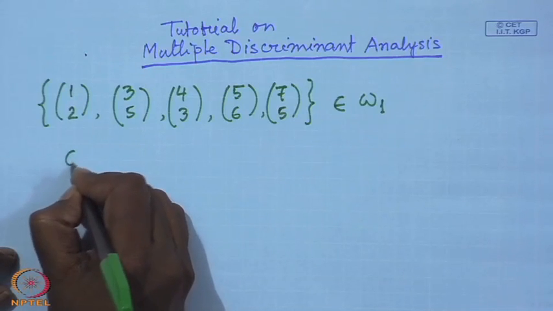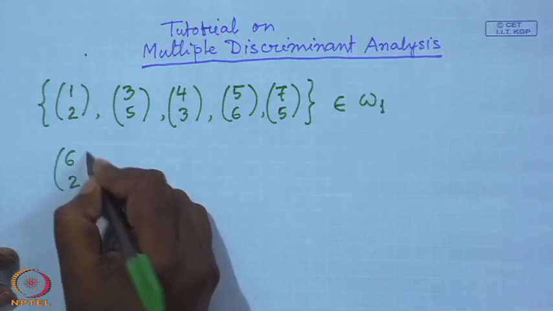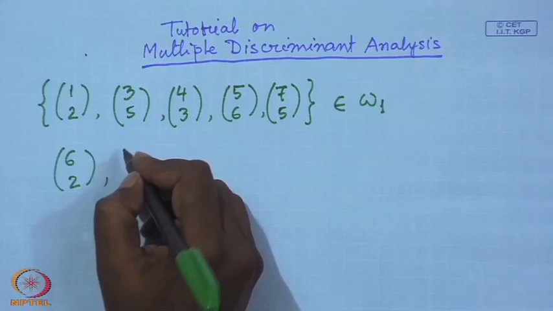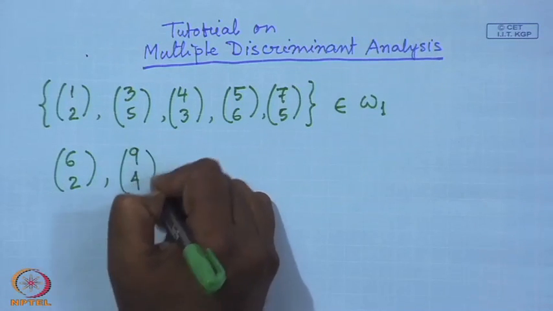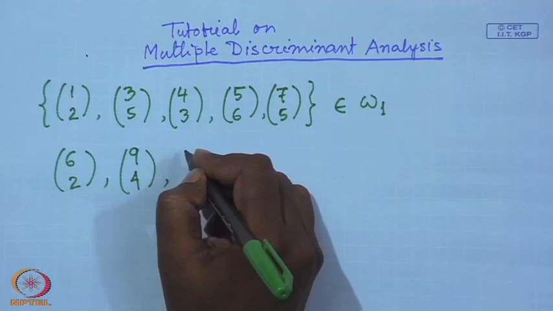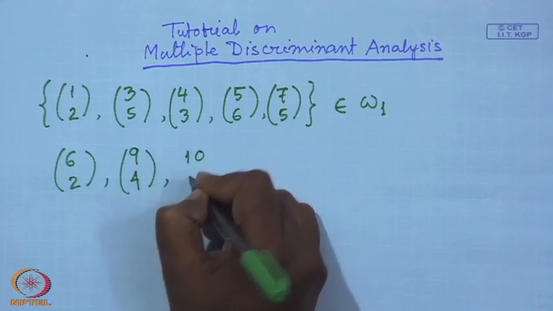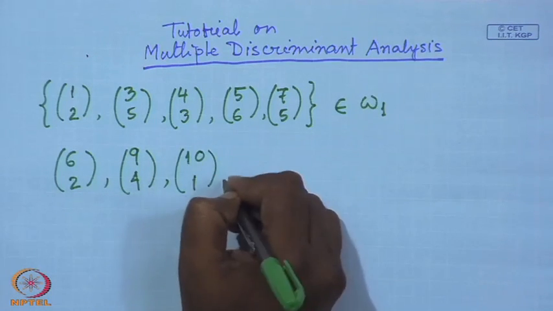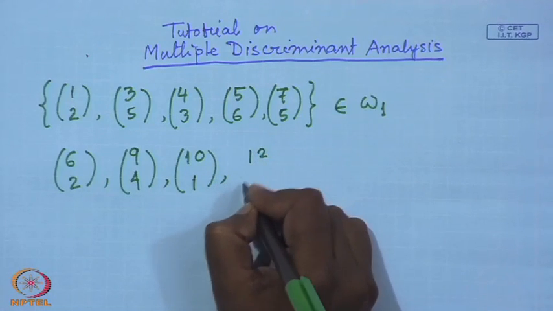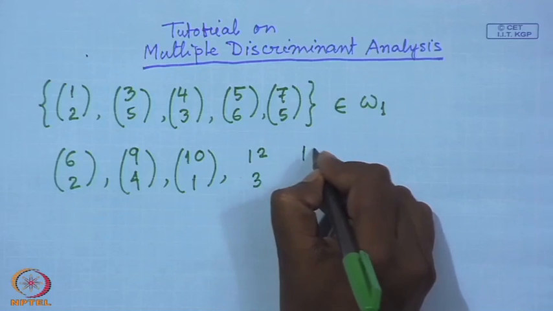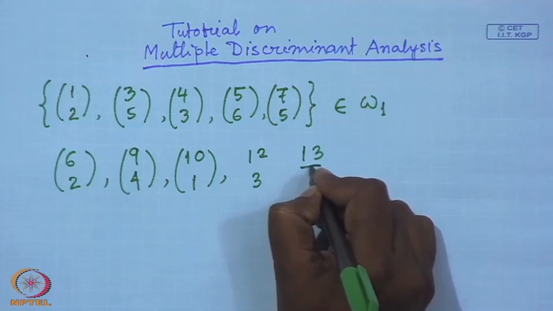And we have another set of feature vectors, say 6 2, let us take 9 4, then say 10 1, then say 12 3, and say 13 6.